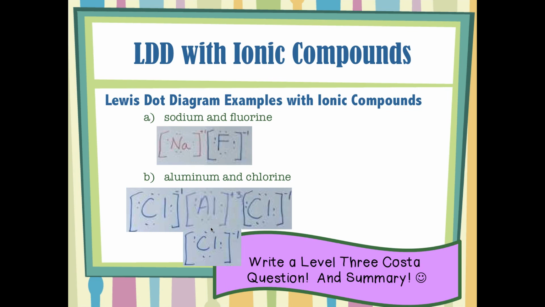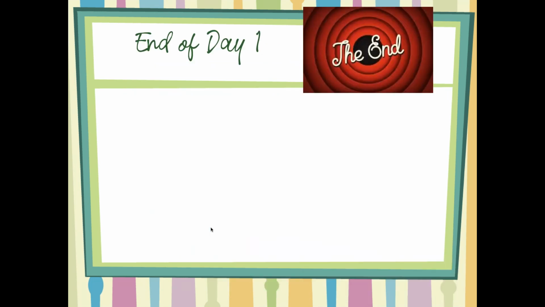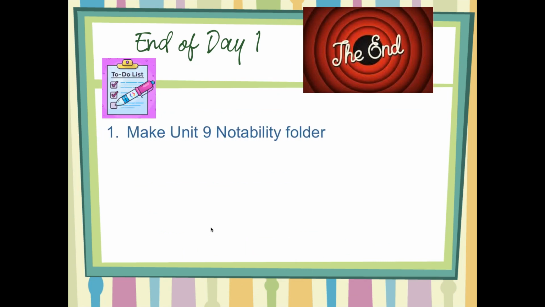Go ahead and finish off these notes with a level 3 question, and then go back to your 2 EQs. Answer those EQs as your summary to kind of cap off all this new information about why atoms bond, how they bond, and then also some introduction on ionic stuff. And that's the end of our information for today.